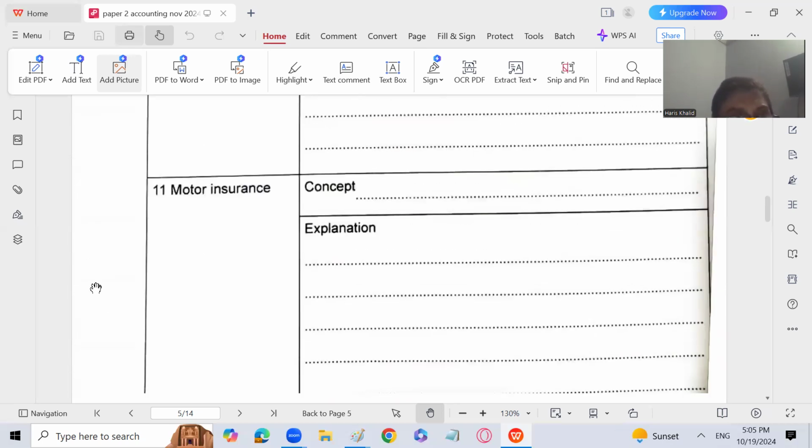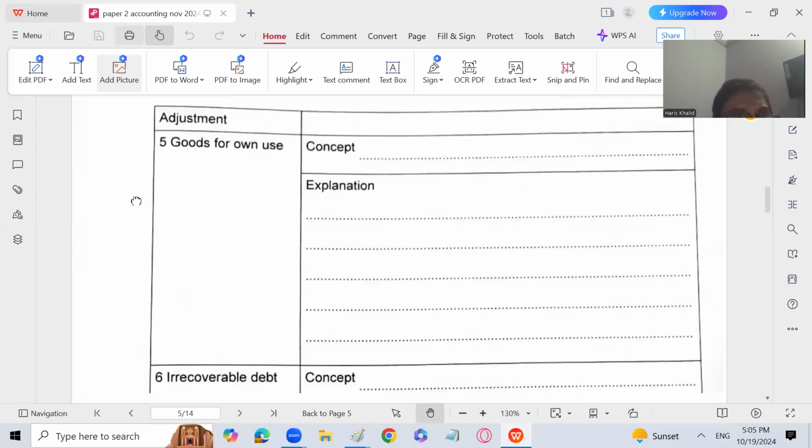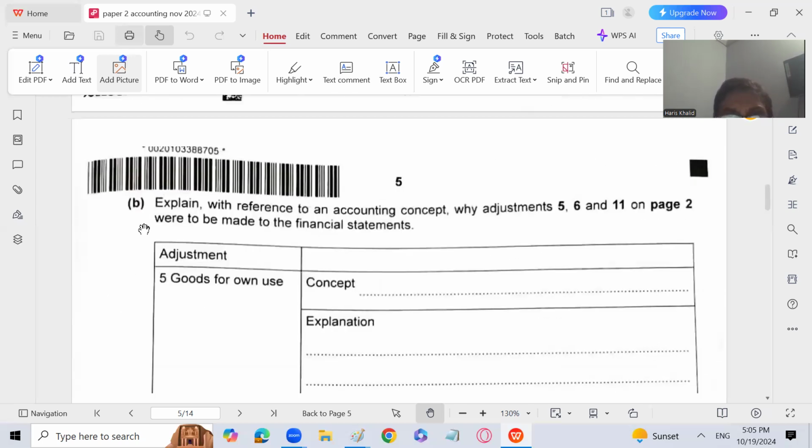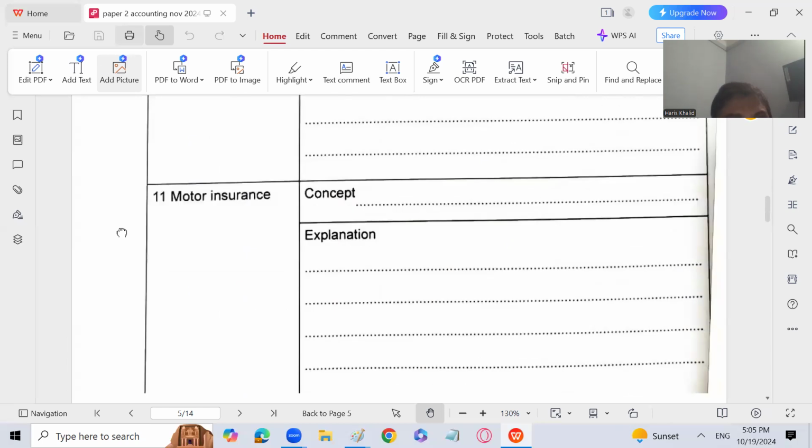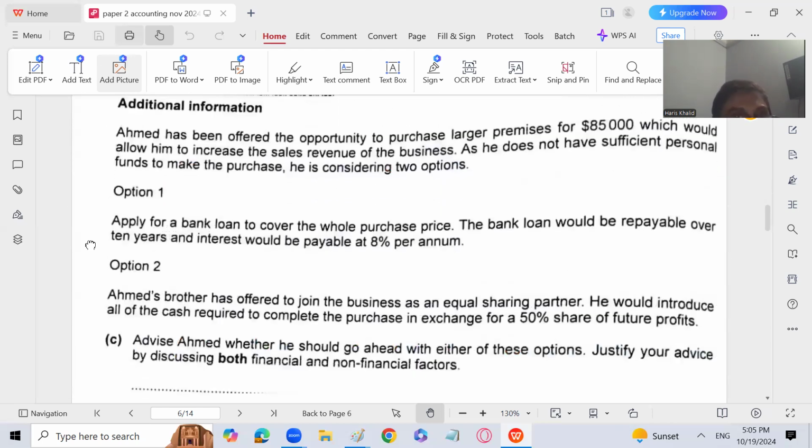Okay, the next one. How many? 5, 6, 11. Okay, that's done. Next: Ahmed has been offered the opportunity to purchase larger premises for 85,000, which would allow him to increase the sales revenue of the business. As he does not have sufficient personal funds to make the purchase, he is considering two options. So Ahmed has been offered the opportunity to purchase larger premises.